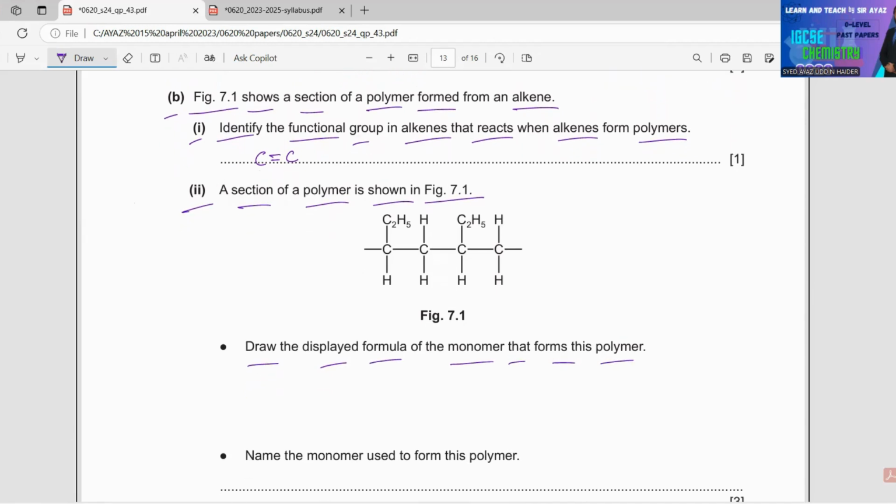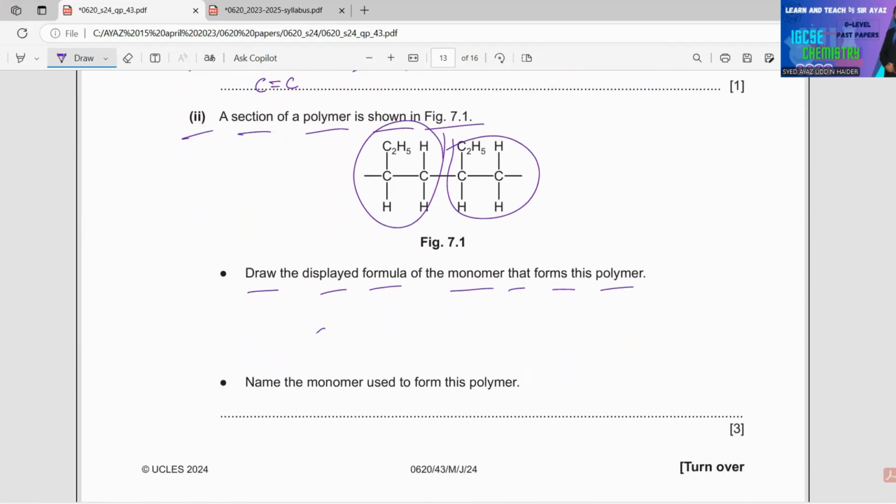I need to pick the repeating unit here. This will be the repeating unit. So I'm drawing the repeating unit here. C2H5, here bond H. Simply place double bond between these two carbon atoms. So this will become monomer of this.